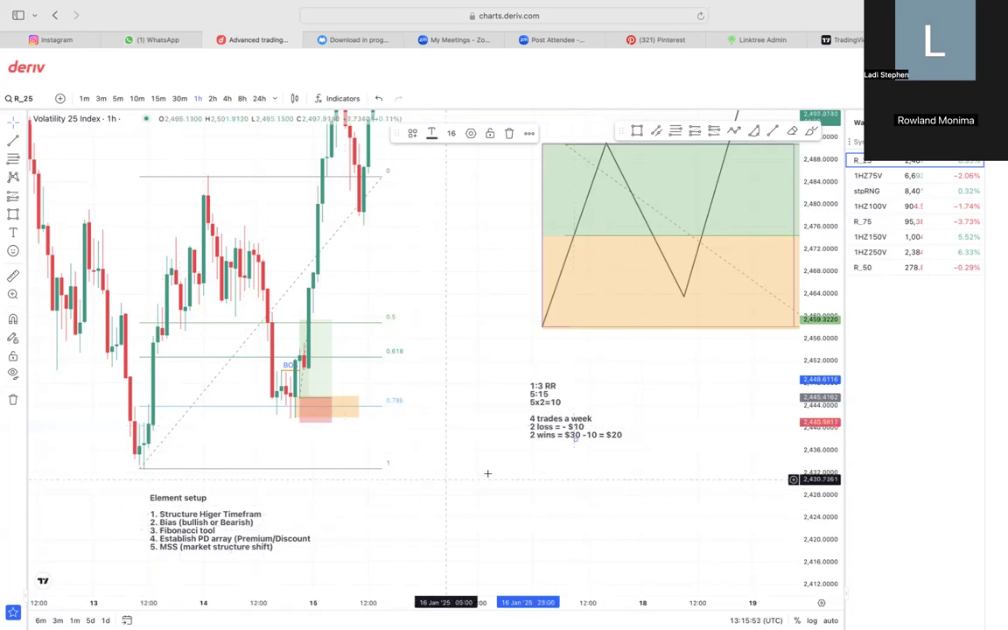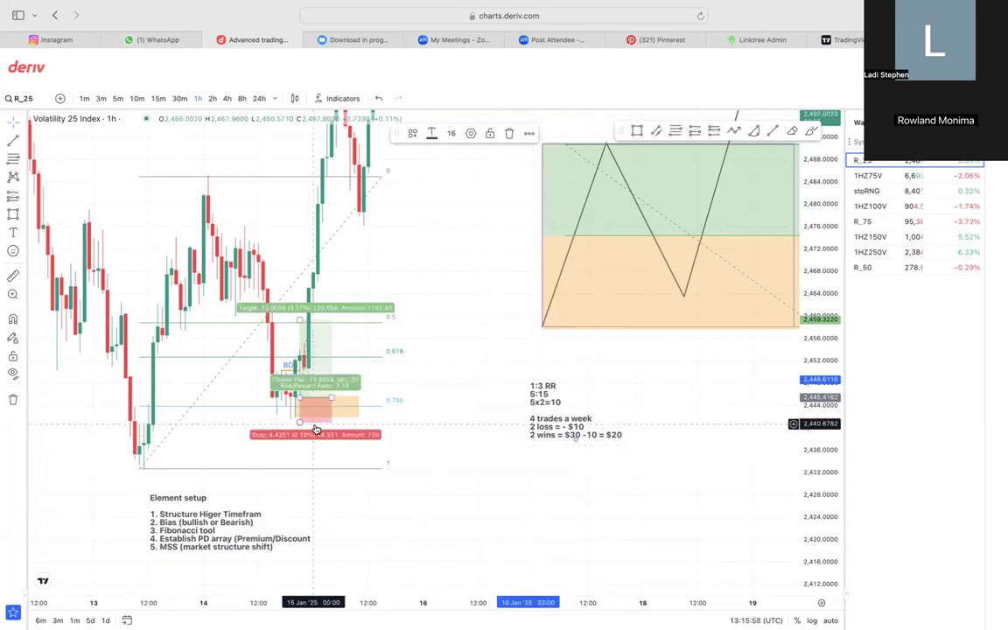Elements of a trade. This is your systematic approach. You put your stop loss below.